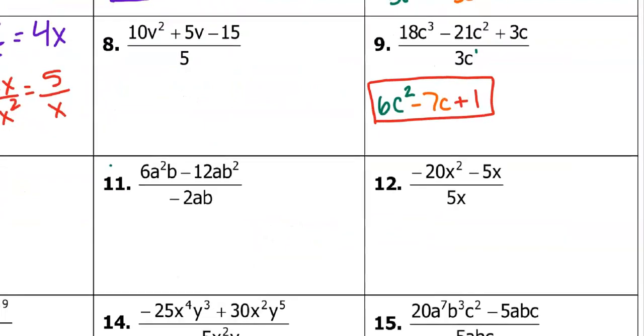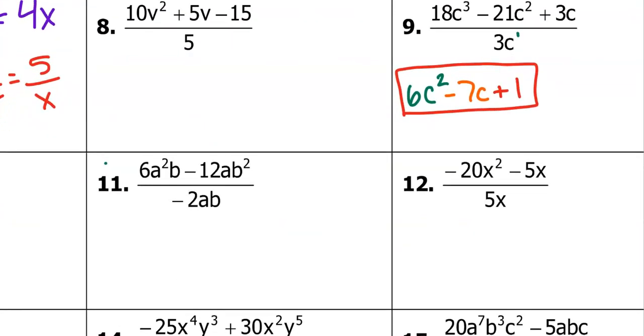Okay, let's try 11. Oh no, we have 2 variables. Is that going to change anything I'm doing? No. Keep your coefficients together, keep your A's together, and keep your B's together. Okay, don't change what you're doing. So my first group, we're going to do 6A squared B over negative 2AB.